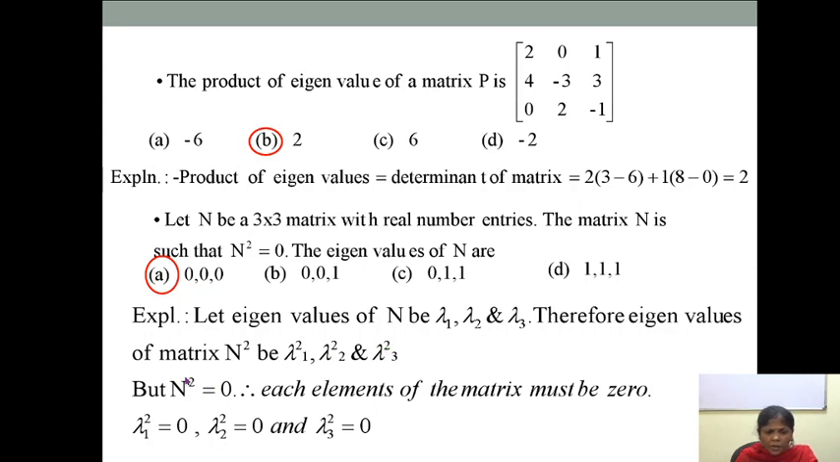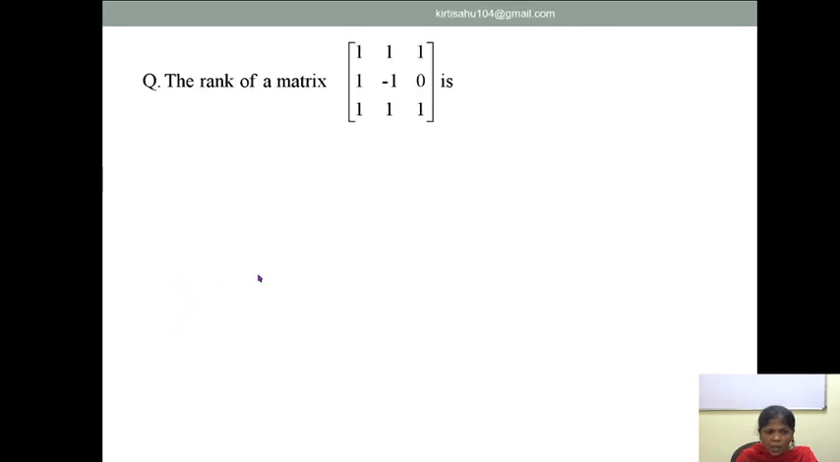But the condition is n square is 0, so each element of the matrix must be 0. So what should its eigenvalues be? Obviously, when we write its characteristic equation, we will find that the eigenvalue comes out to be 0. Therefore lambda 1 square is 0, lambda 2 square is 0, and lambda 3 square is 0, which will ultimately give us lambda 1 is 0, lambda 2 is 0, and lambda 3 is 0. So the correct option is option A.